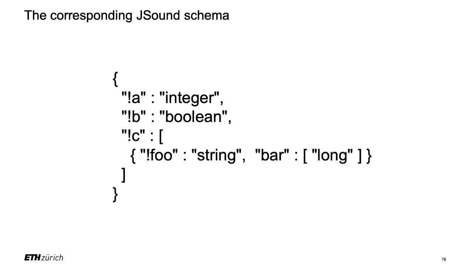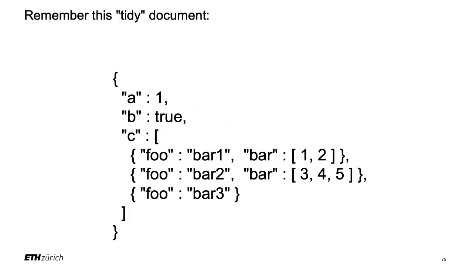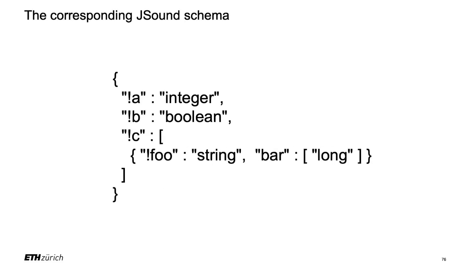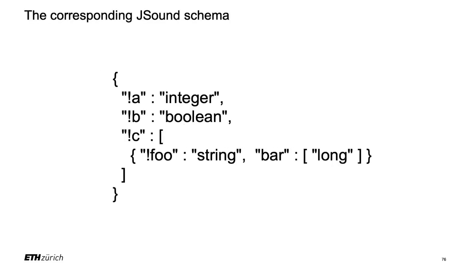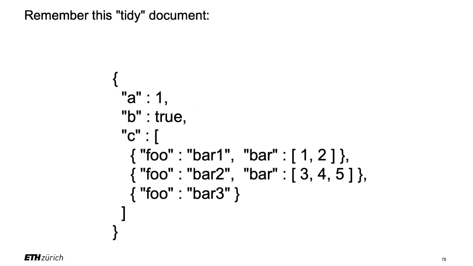So you see what happened here. First, I made them all required except bar. Bar is the only one that doesn't have an exclamation mark because this one has to be optional. A, B, C, foo, they're all required. A is an integer, right? B is a Boolean. C is an array of objects. And inside the array of objects, foo must be a string. And bar must be an array of longs. Why long? I just wanted to have fun. I could have put int, I could have put integer, whatever I want. But anyway, this is the idea. This is one possible schema against which this is valid.